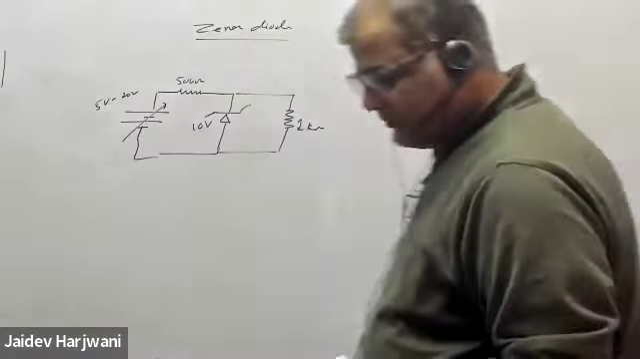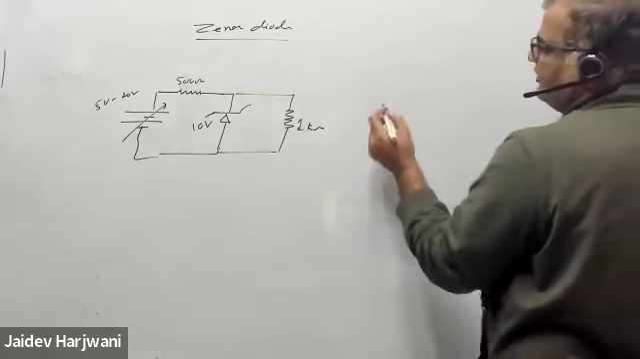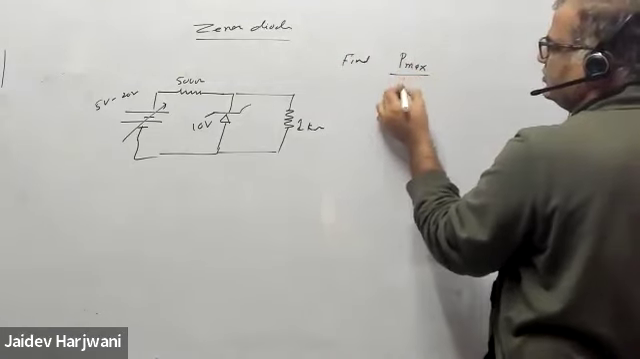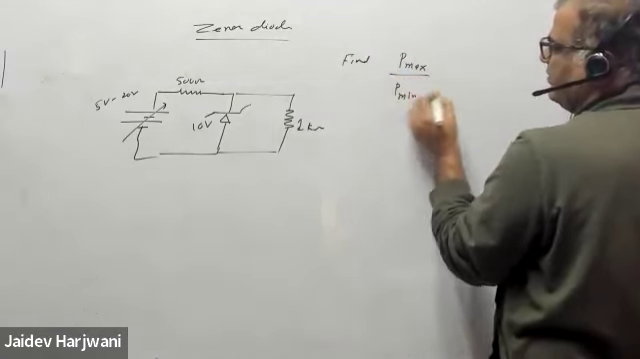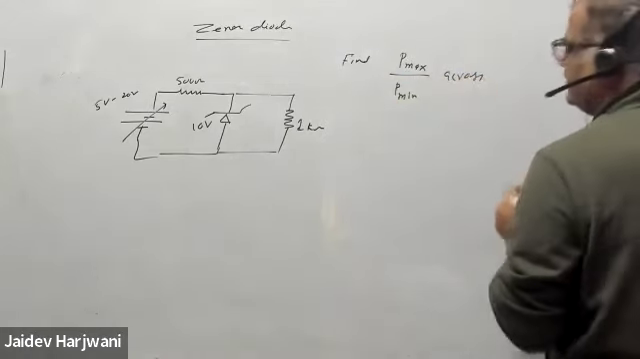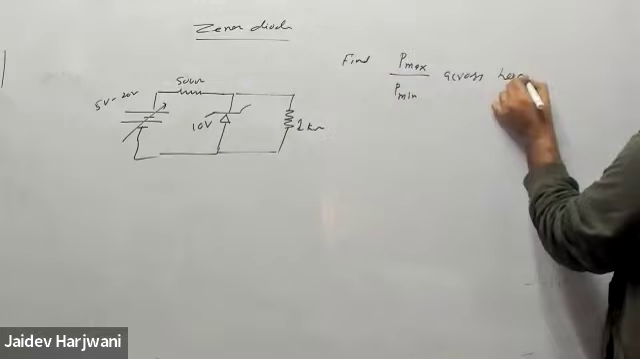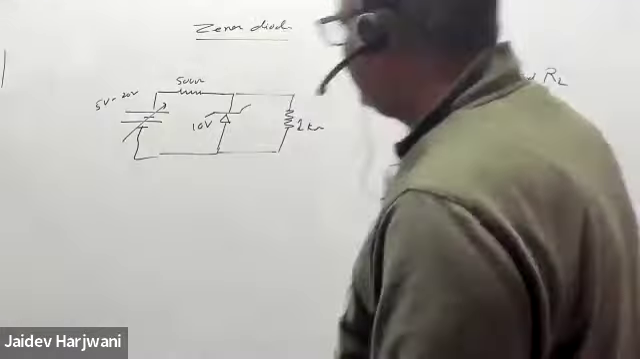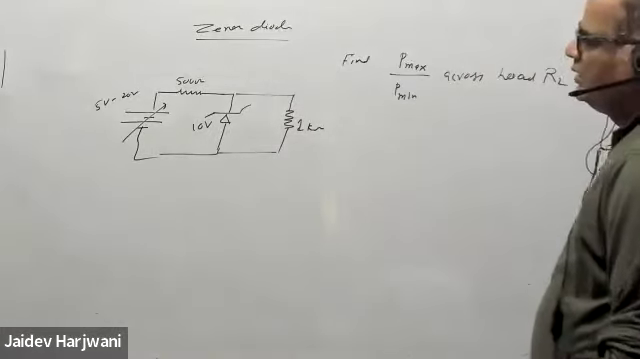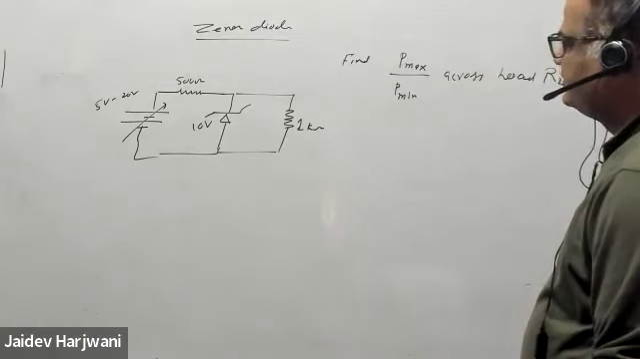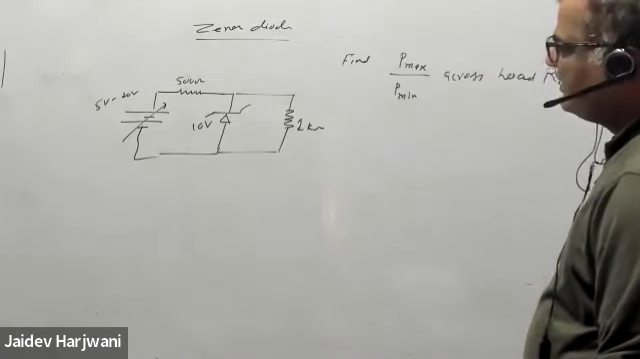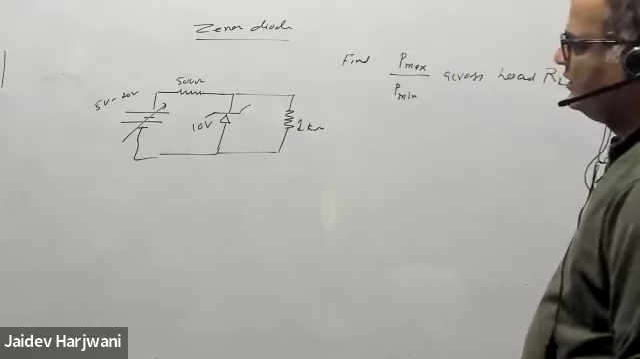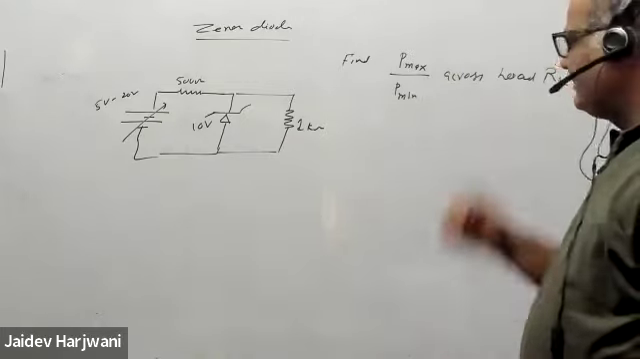what is the value of P max and P minimum across the load. You have to find the ratio of P max to P minimum across the load RL. So when will be P max and when will be P minimum? Tell me.